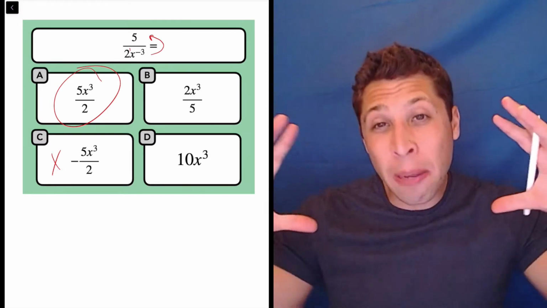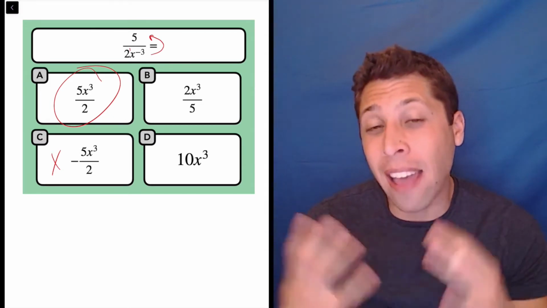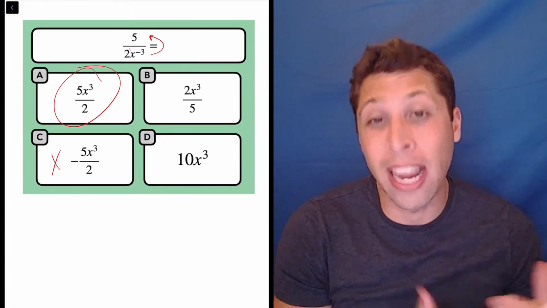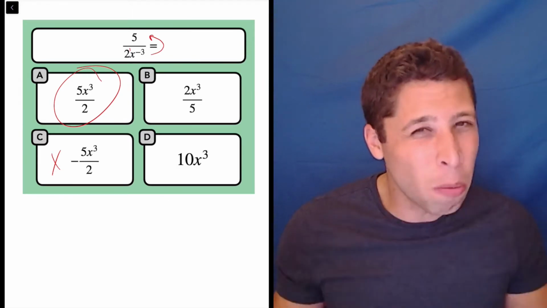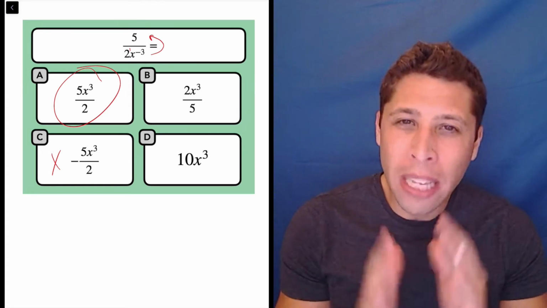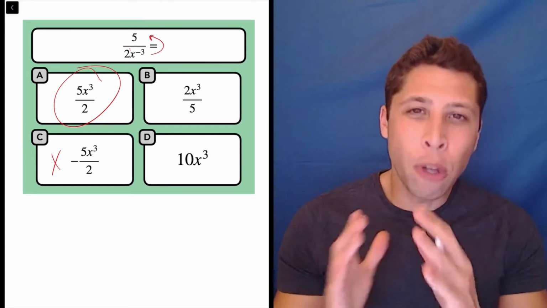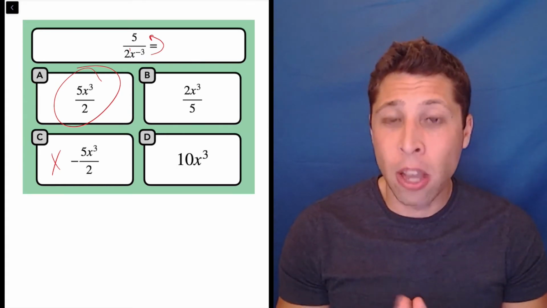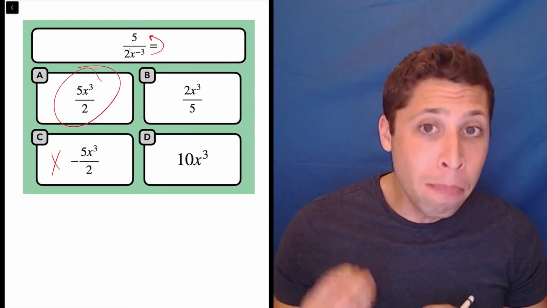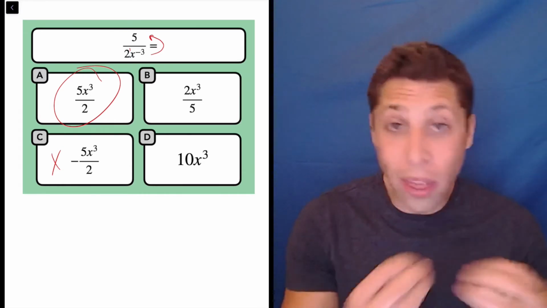If the 2 was in parentheses with the x and then both of them were raised to the negative 3, that's a different story, but that's almost never going to happen. So to be clear what the rule is, if you have a negative exponent, you can make it disappear by moving the term within a fraction.